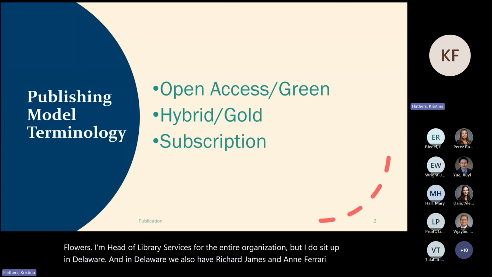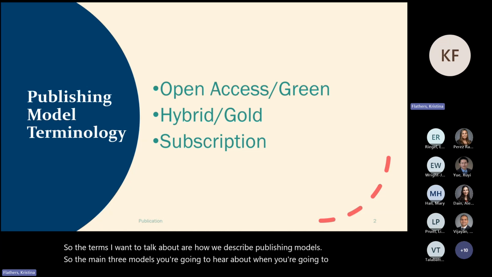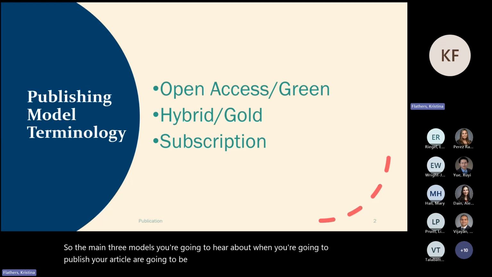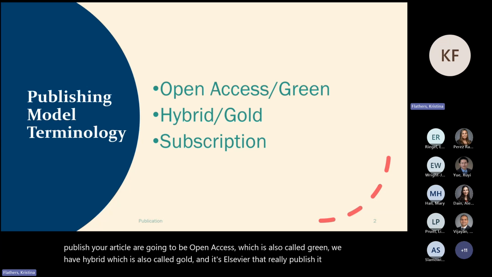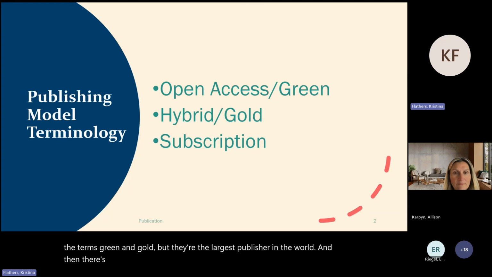So the terms I want to talk about are how we describe publishing models. The main three models you're going to hear about when you're going to publish your article are open access, which is also called green. We have hybrid, which is also called gold, and it's Elsevier that really uses the terms green and gold, but they're the largest publisher in the world. And then there's the traditional subscription model.